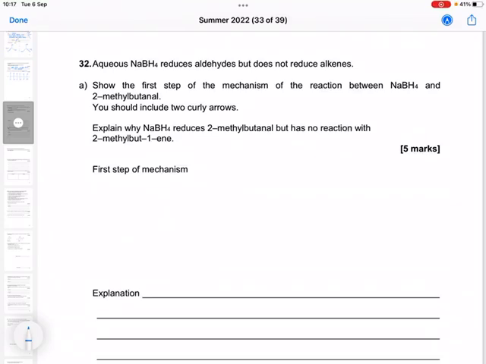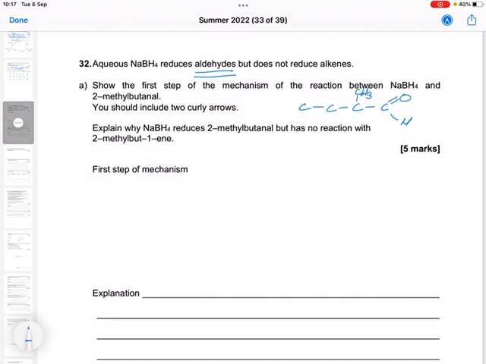Aqueous NaBH4 reduces aldehydes, but not alkenes. Show the first step of the mechanism between NaBH4 and 2-methyl-butanal. Right, so 1, 2, 3, 4. There's my aldehyde, and then 2. So this is carbon 1, that's going to be carbon 2. So I've got that on there.